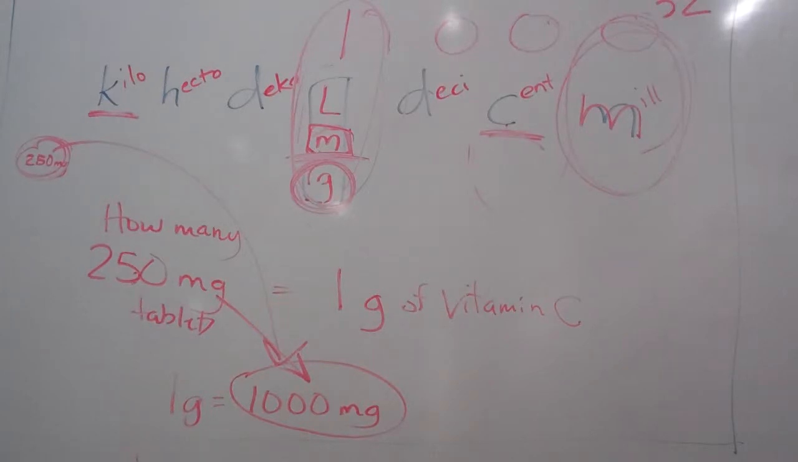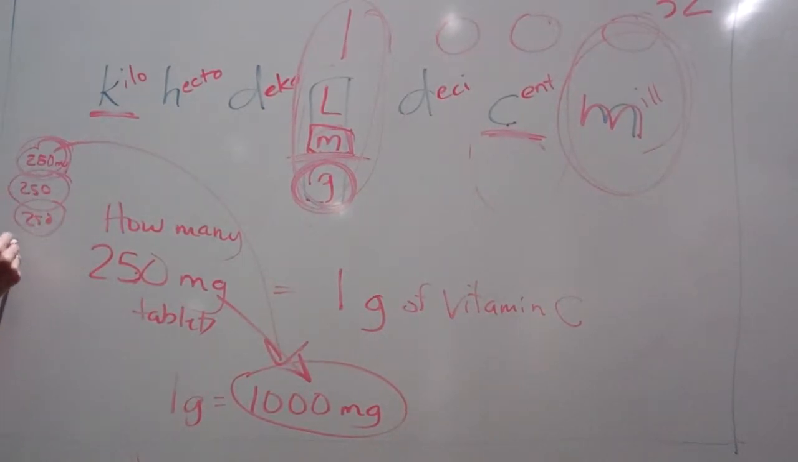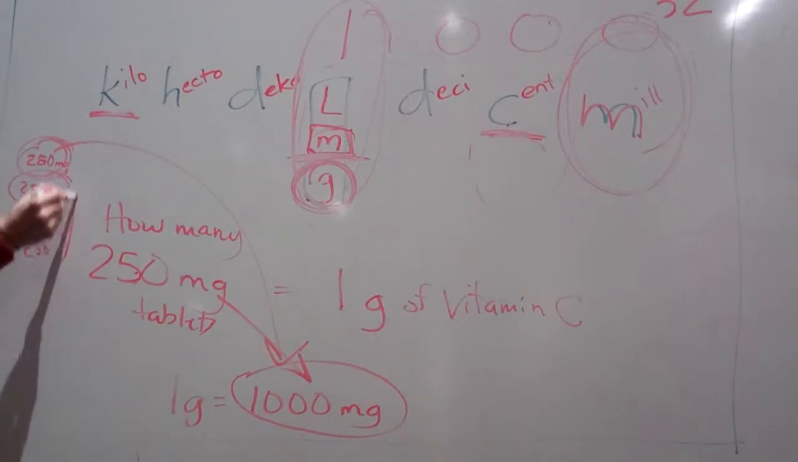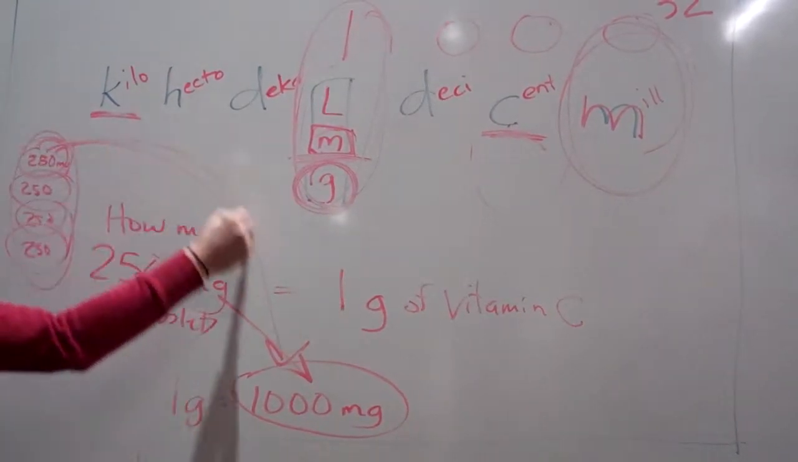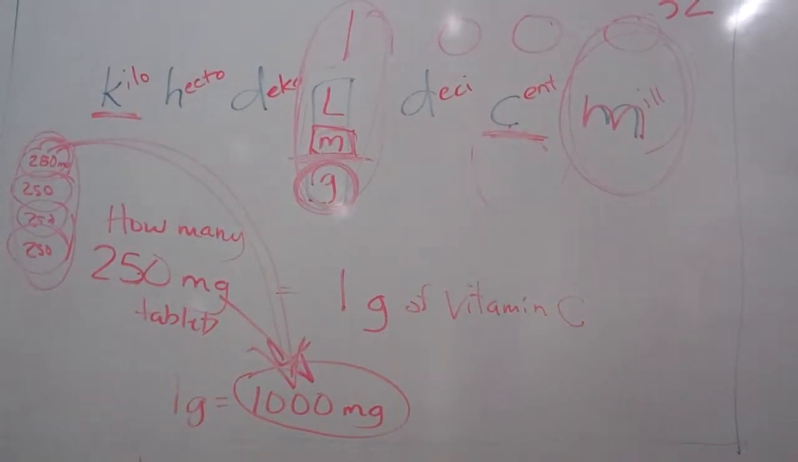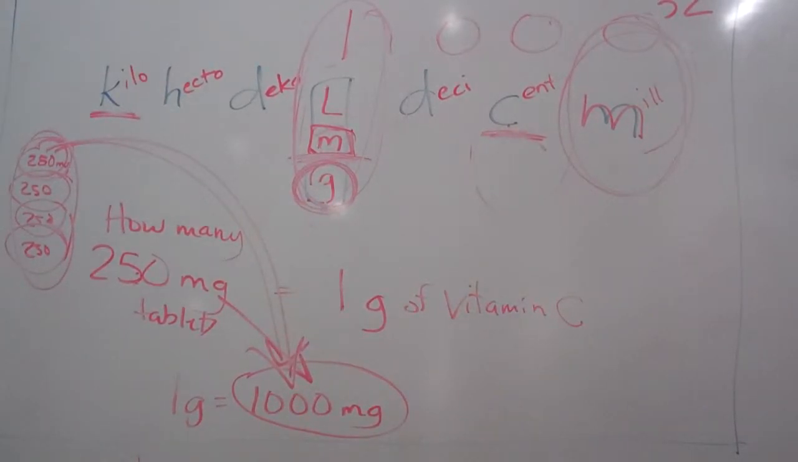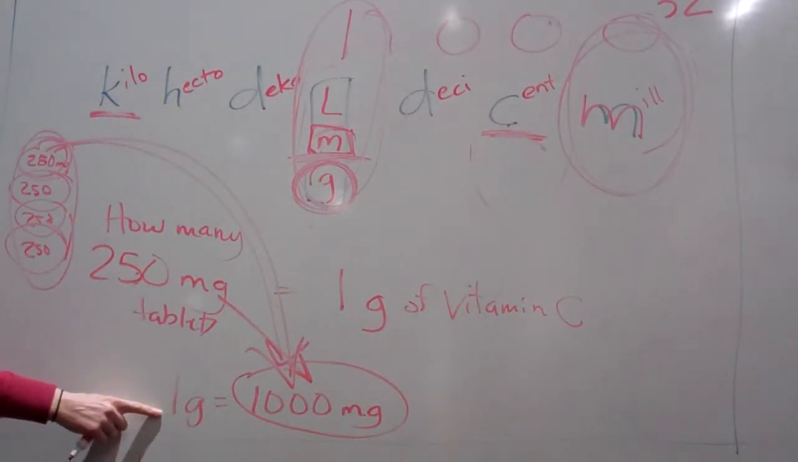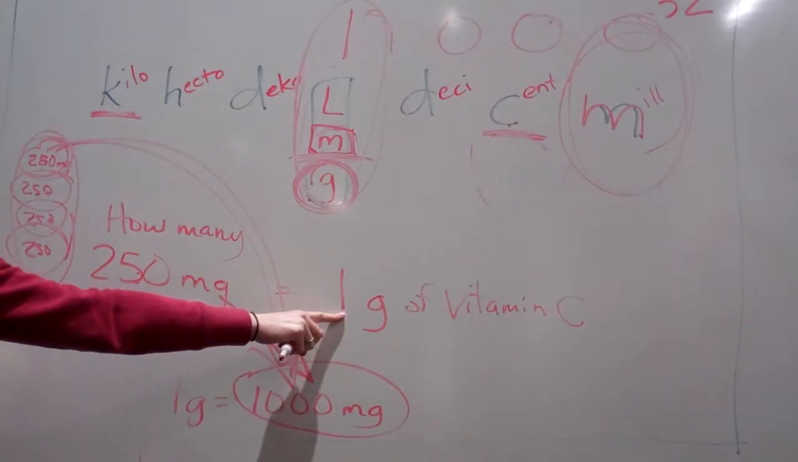Yes. Why? Because 250 plus another 250 pill, plus another 250 pill, plus another 250 equals 1,000. These 4 tablets equal 1,000 milligrams. And 1,000 milligrams equals 1 gram, and is that what we were wanting?